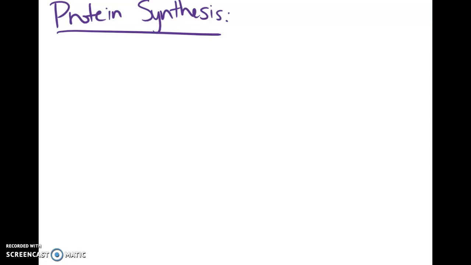Okay, so in this video we're going to review protein synthesis, and it's really important that you understand the term synthesis. Right, so synthesis is going to mean to make. So the process of protein synthesis is actually making proteins, and it does this in two steps. Right, the first step is going to be transcription.